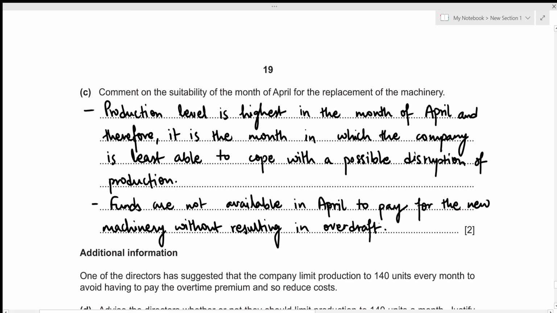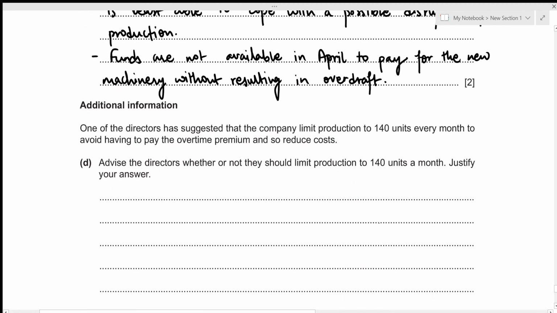Alright, this concludes the third part of this question. Now we can move to the fourth one. One of the directors has suggested that the company limit production to 140 units every month to avoid having to pay the overtime premium and so reduce costs. We need to advise the directors whether or not they should limit production to 140 units a month. We need to justify our answer.